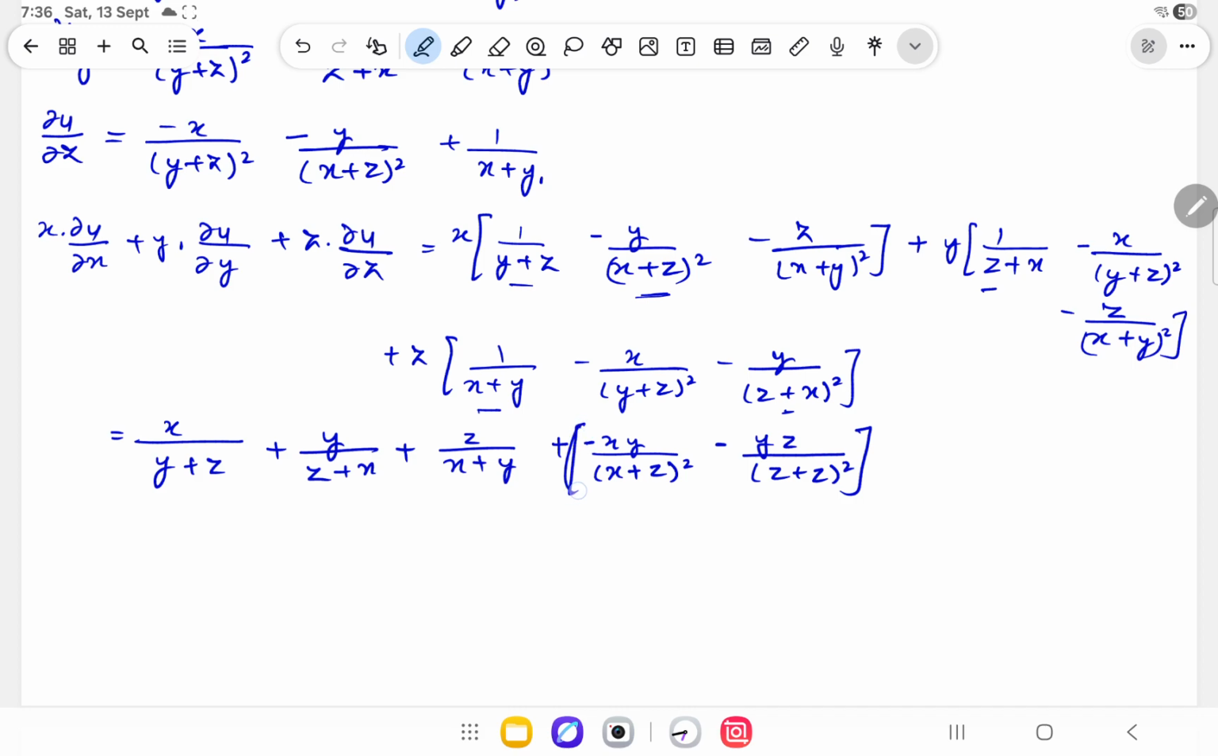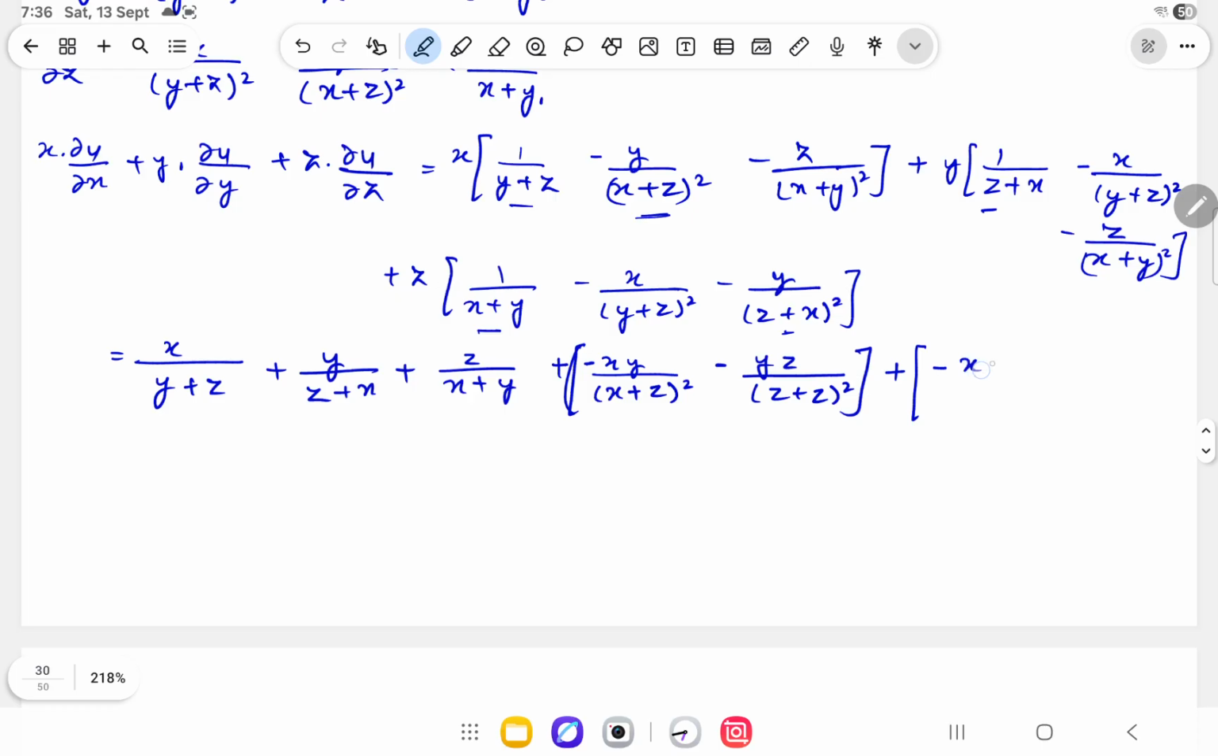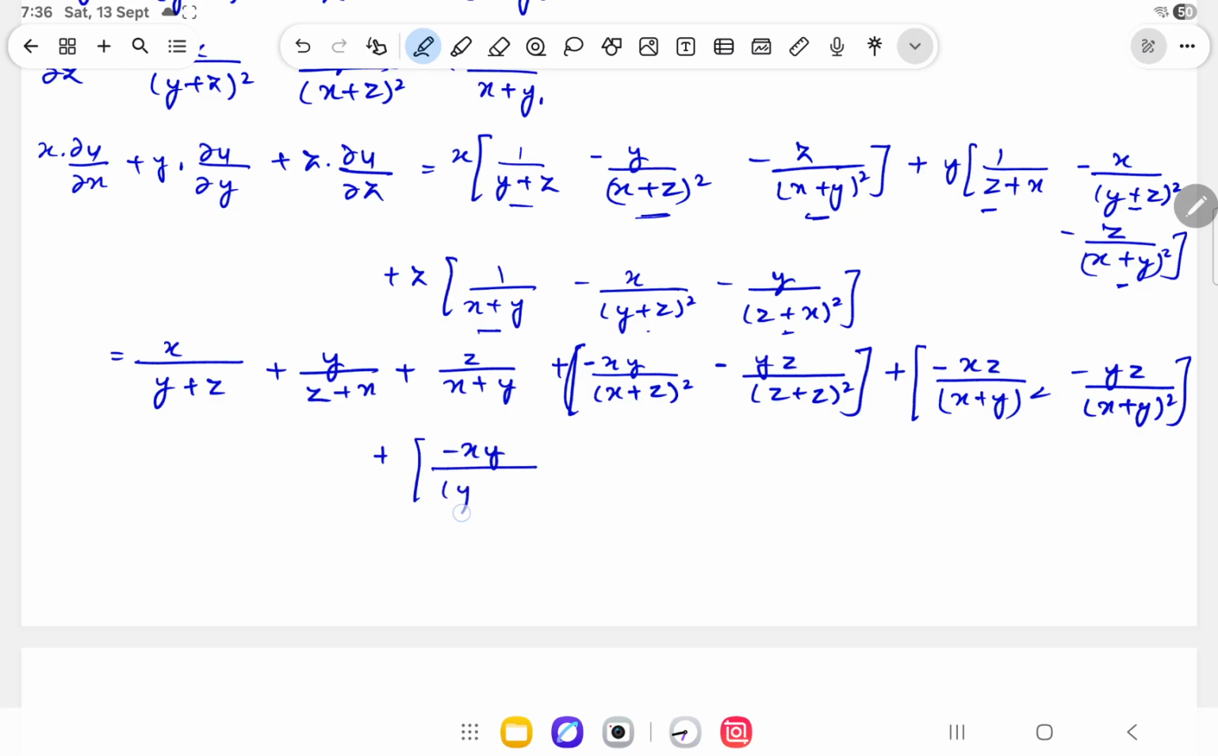Likewise, we can club other terms. So minus xz divided by (x plus y) square, and this term, that is minus yz divided by (x plus y) square, plus this we are left with. So it will be minus xy divided by (y plus z) square minus xz divided by (y plus z) square.